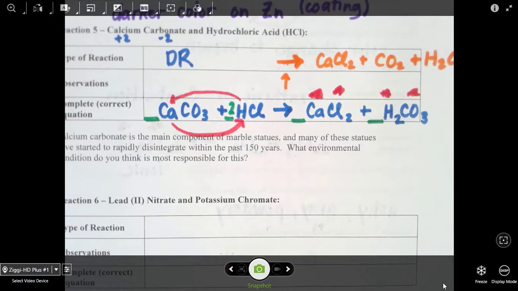Okay, let's answer the question. Calcium carbonate is the main component of marble statues, otherwise known as calcite. You should remember that from earth science. And many of these statues have started to rapidly disintegrate within the past 150 years. What recent environmental condition do you think is most responsible for this? What is HCl? Hydrochloric acid. Environment. Acid rain.